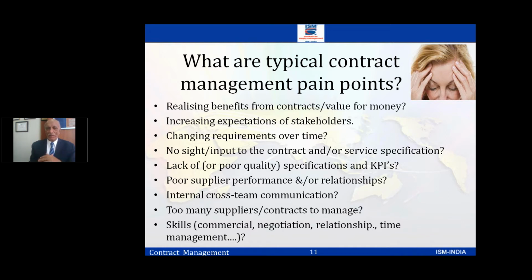Poor supplier performance, internal cross-team communications. Too many suppliers, I got too many suppliers. So the contract becomes tricky. And then skill is also one of the pain points. Because when you're doing contract management, particularly a long and complex cycle, changes are bound to happen, and that means you have to resolve issues as it goes through. So those skills, sometimes we are lacking. Those are the pain points I would call in contract management.